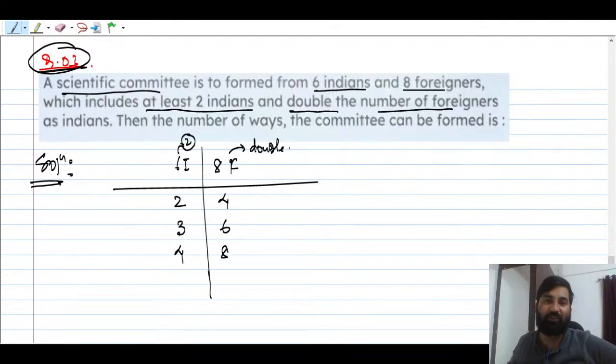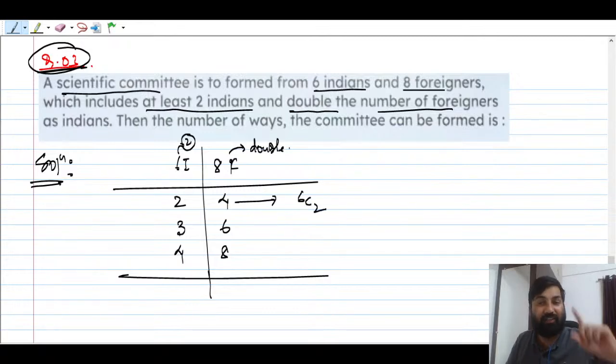हाँ, वेरी गुड, क्योंकि 8 से ज्यादा फॉरेनर्स तो आपके पास है नहीं, तो 3 ही केस बनेंगे। बहुत अच्छी बात है। चलो, तो अब यहां से क्या करेंगे? Out of 6 how many? 6C2। See guys, you are not arranging people, you are just selecting.